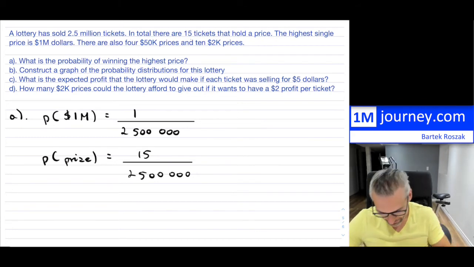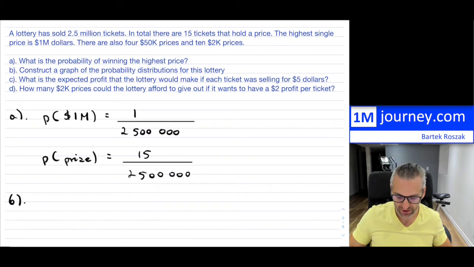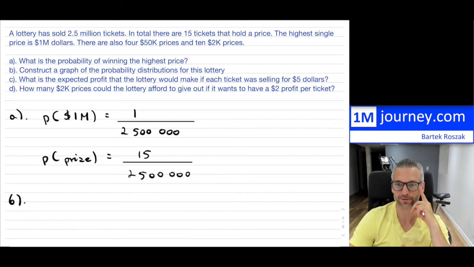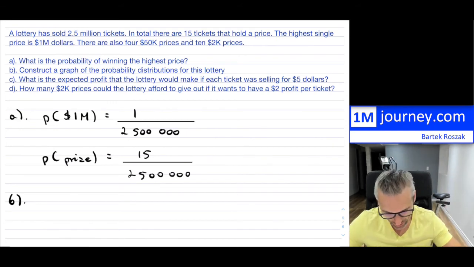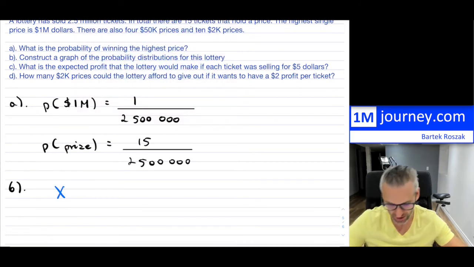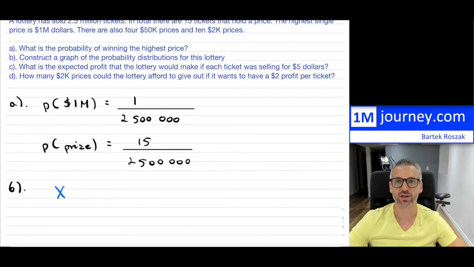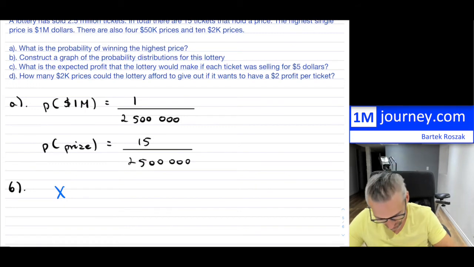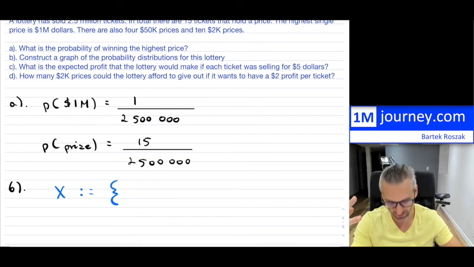Now part B asks us, construct a graph of the probability distribution for this lottery. First of all, we actually need to figure out what the random variable is. Random means that we're going to be picking any ticket at random. Now what we can say is that the random variable is the outcome, which is what prize is attached to the ticket. If it is the prize that we're looking for as the outcome, there's only 4 possible outcomes.